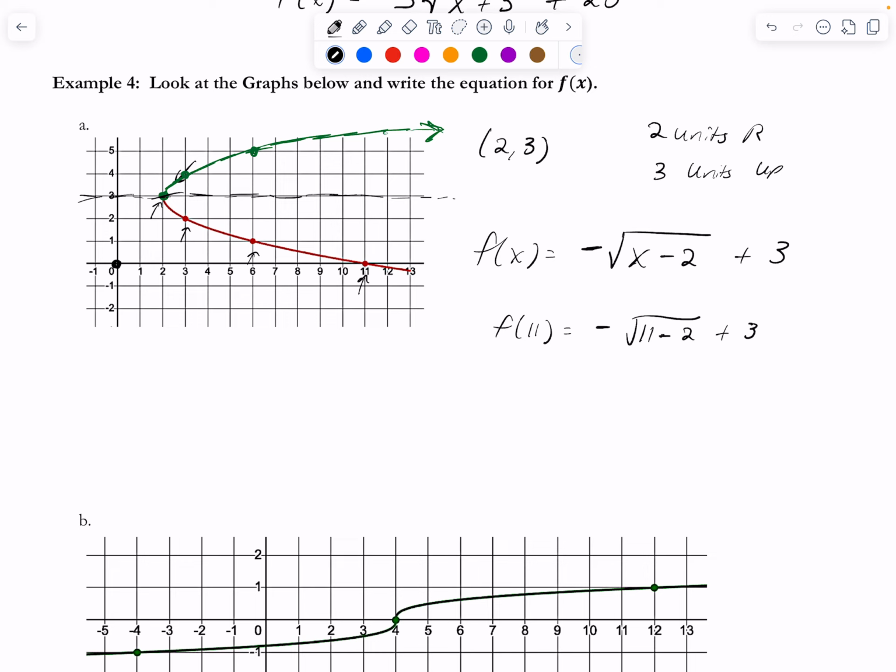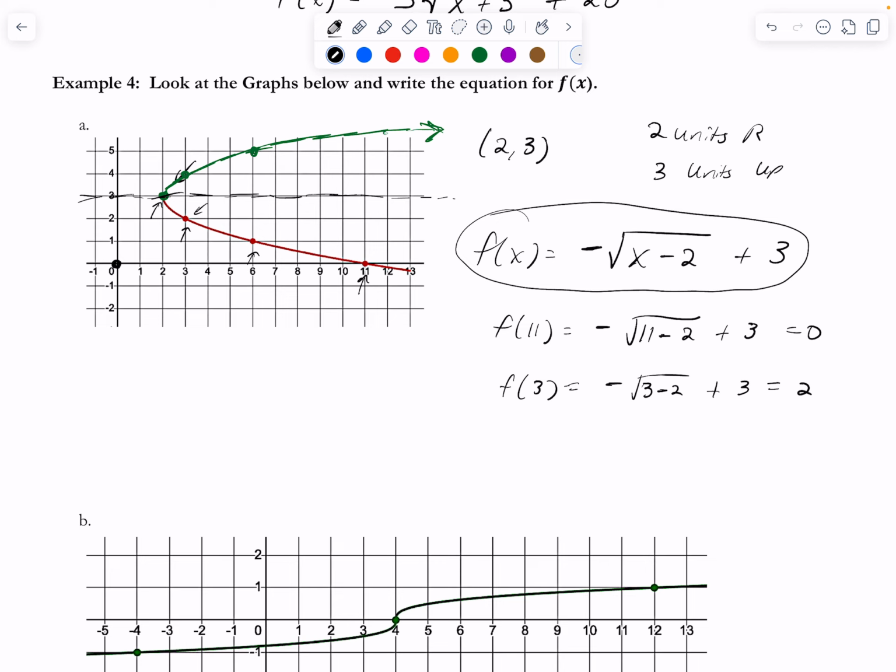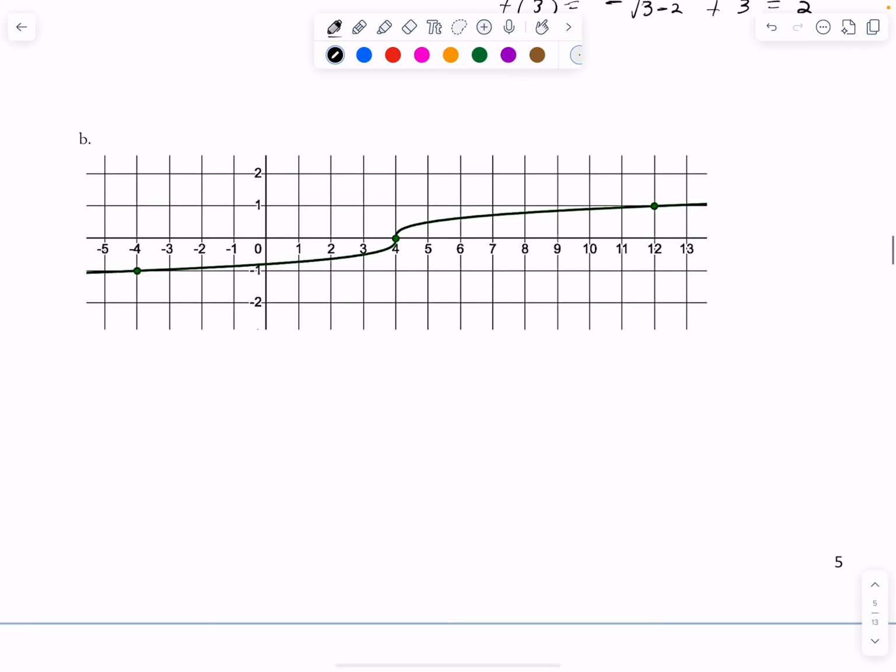All right, 11 minus 2 is 9. The square root of 9 is 3. The opposite of 3 is -3. Plus 3 is 0. Let's do one more for good measure. I'll do 3. The opposite of 3 minus 2. Let's see, 3 minus 2 is 1. The opposite of 1 is -1, plus 3 is positive 2, which is right there. All right, so this is the answer, but I always tell students to just plug in to see if you get the right thing.